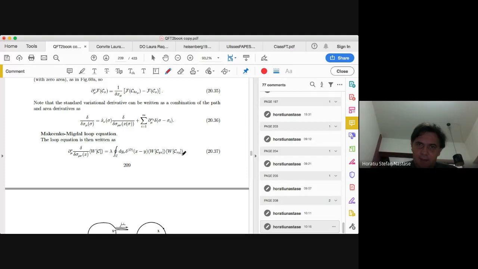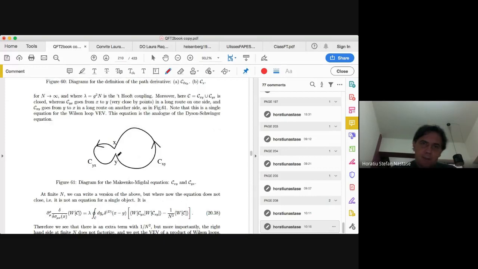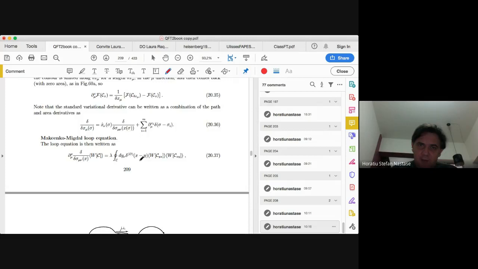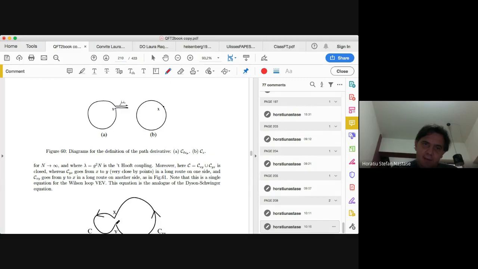This is what I mean. I have these points x and y, then C_xy goes this way, and then C_yx goes this way, and together I make C. C is the union of C_xy and C_yx. But note that I have this delta of x minus y in front. So this x and y actually have to be very close to each other, almost closed, right?